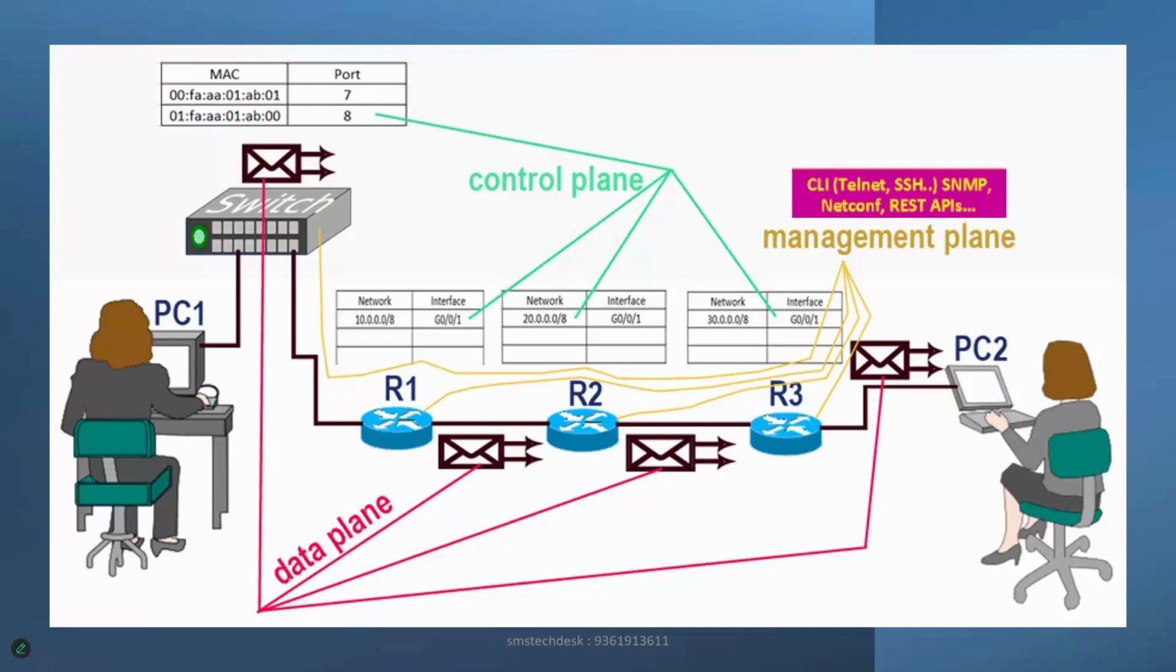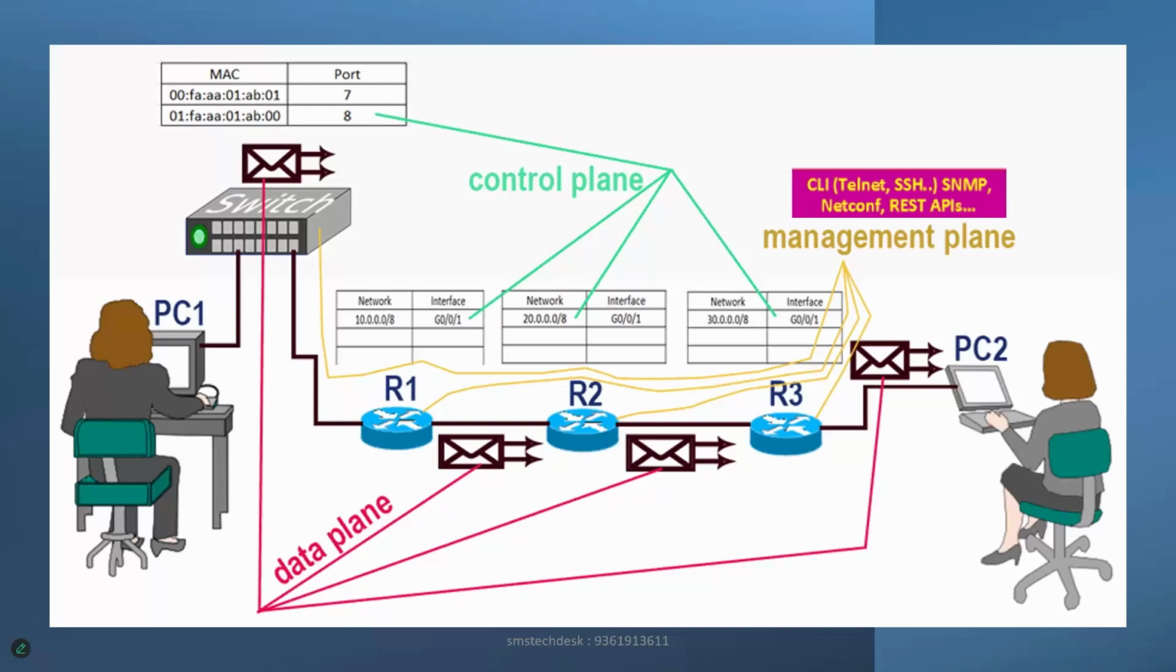Then in this example, the yellow lines are the management plane. Whenever we log into the switch or router using the command line, that is using a PuTTY session, or if you're executing some telnet command, or if you are using REST APIs, we are using the management plane.